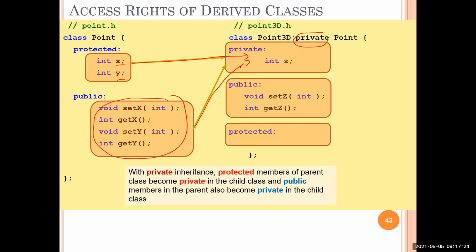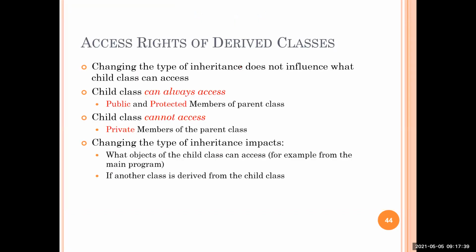So you will again have the same situation that when you create an object of point 3D in the main, you will not be able to call these functions because now they are the private functions of this class point 3D. Okay, one important thing, which I show you on the next slide.